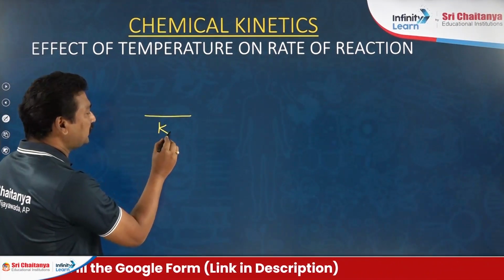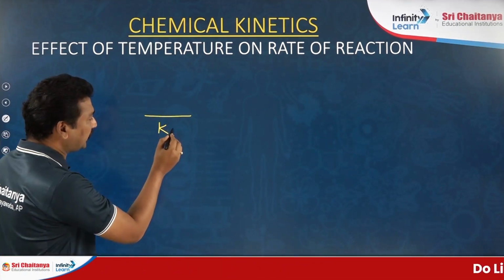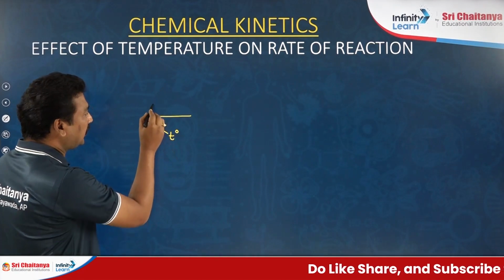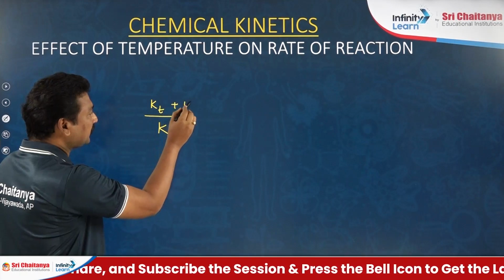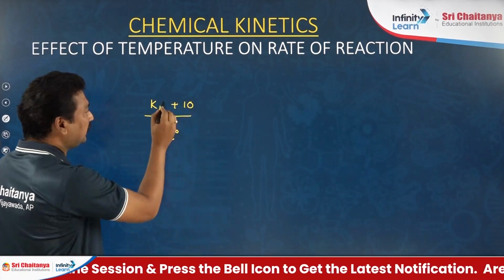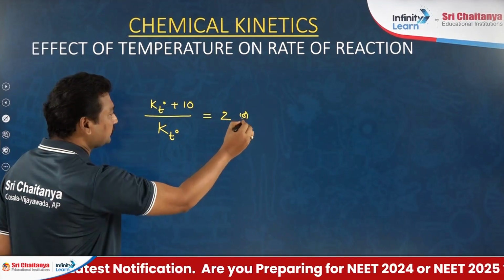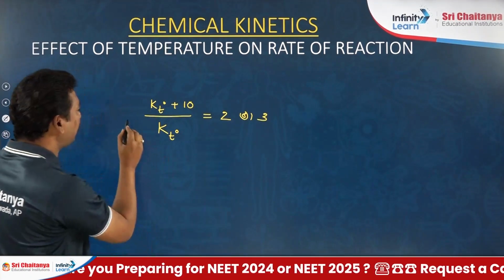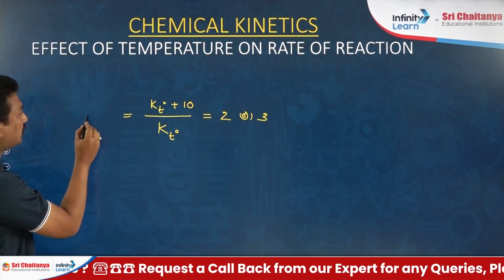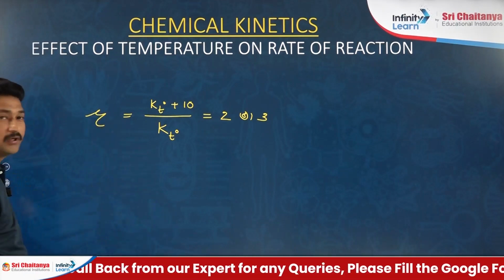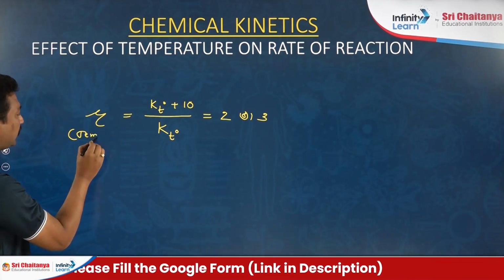The ratio of the two specific rates measured at temperatures that differ by 10 degrees is equal to either 2 or 3, and this ratio is known as the temperature coefficient. This is called the temperature coefficient, denoted by the symbol mu.